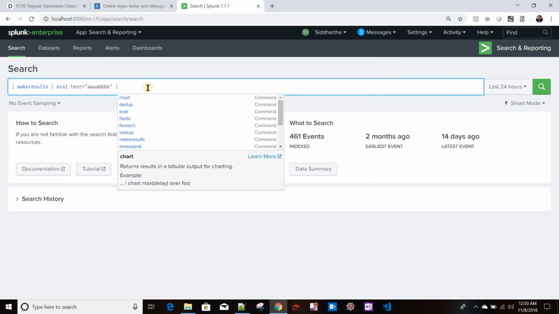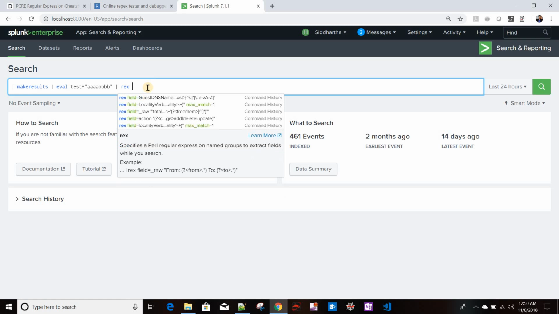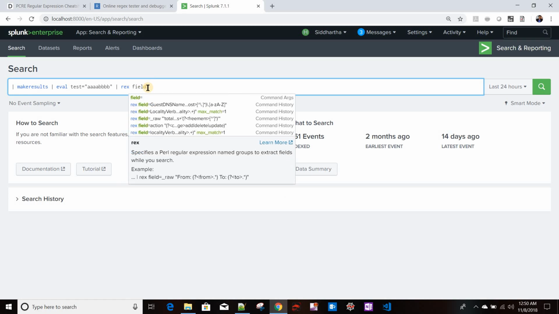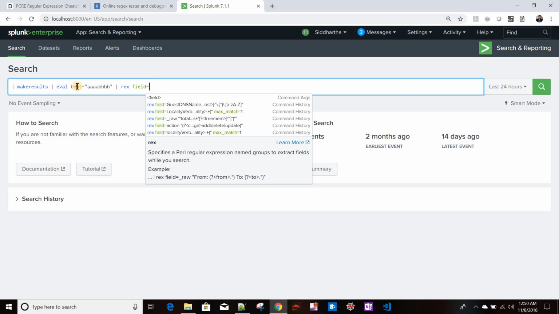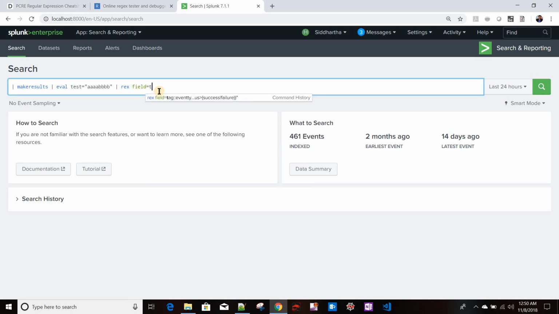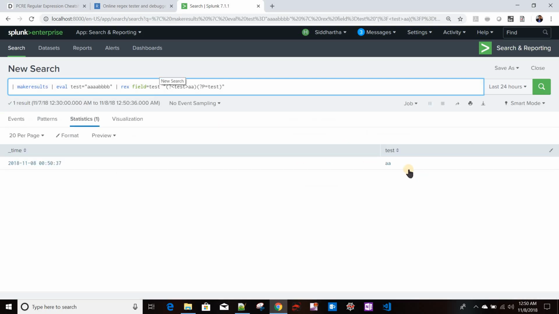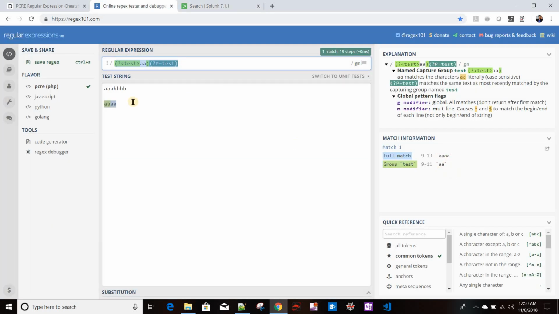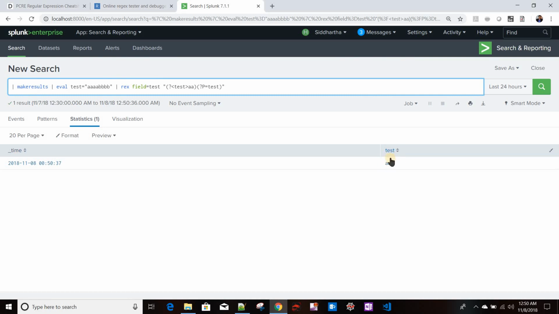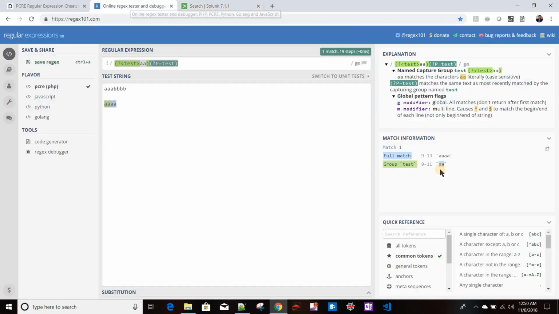Now if I give this string here, my command is rex. I have to give the field name. Now the field name is test, then I have to give my regular expression. Now if you see, it is matching the A just like this. Now it's a group matching. You have to remember that it's creating a new field with whatever matching is happening with the group.